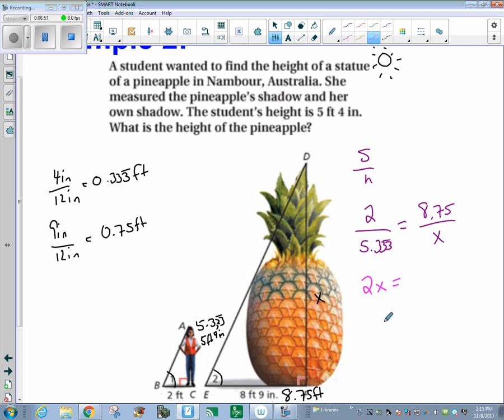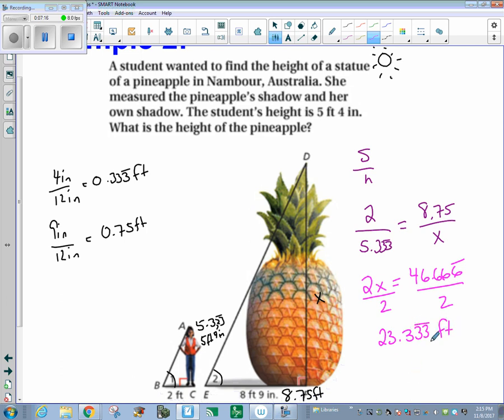Now, if I cross multiply these, I'm left with 2x equals, we're going to multiply this out, and we end up with 46.666 repeating, for a long way here, so we'll call it that. And so then if we divide that answer by 2, we're going to end up with 23.333 repeating, and that is feet.